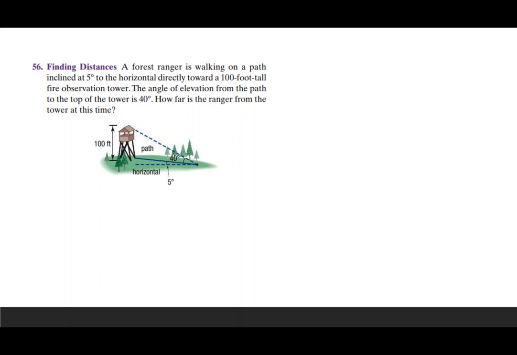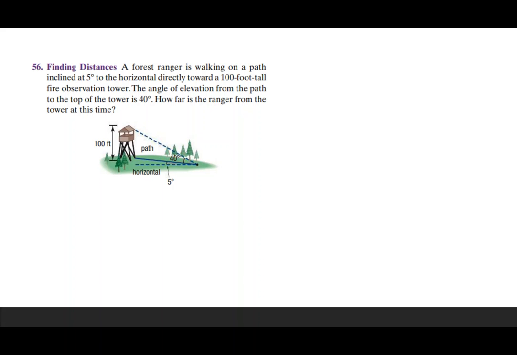So this first one says a forest ranger is walking on a path inclined at a 5-degree angle to the horizontal directly toward a 100-foot fire observation tower. The angle of elevation from the path to the top of the tower is 40 degrees. How far is the ranger from the tower at this time?